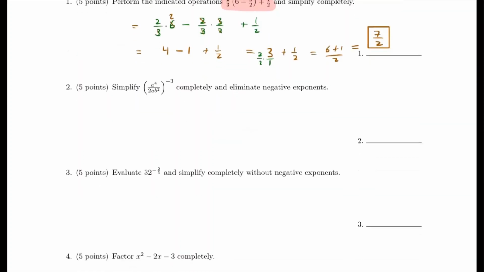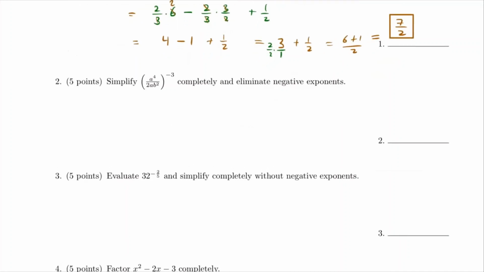Number 2, we're going to simplify this by using the laws of exponents. So we know that if we have a fraction like this raised to a negative exponent, you are free to distribute the exponents, or you can just reciprocate them, make the negative exponents positive. So I can also write this to the positive power, but I reciprocate my fraction, so that'd be 2ab squared over a to the 4th.